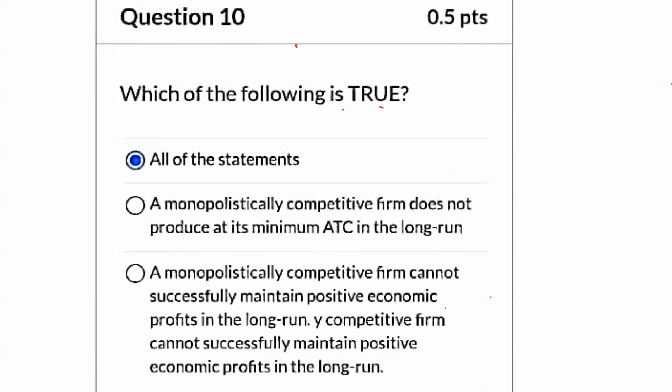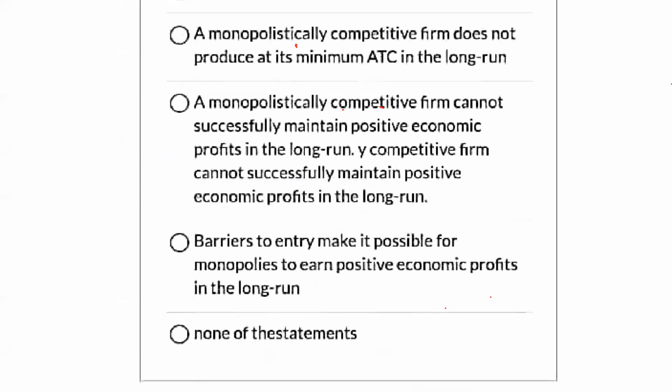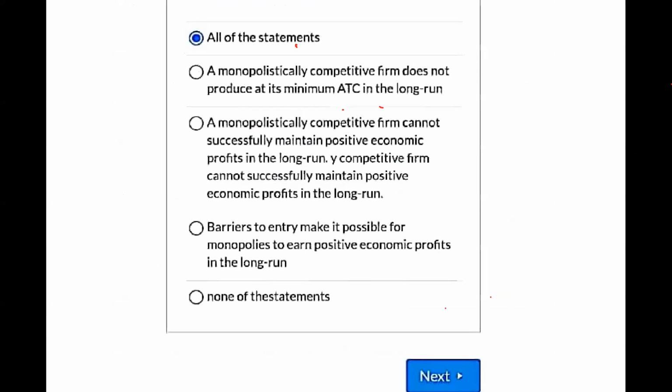Which of the following statements is true? A monopolistically competitive firm does not produce at its minimum ATC in the long run. It is very true. Even if you research, you find that a monopolistically competitive firm cannot successively maintain positive economic profit in the long run. In the long run, that's true.